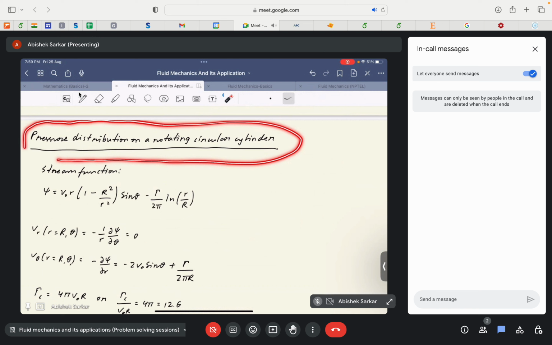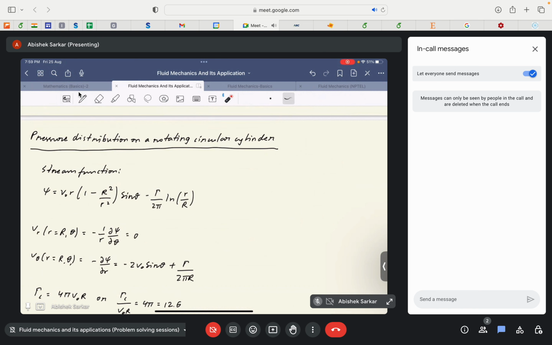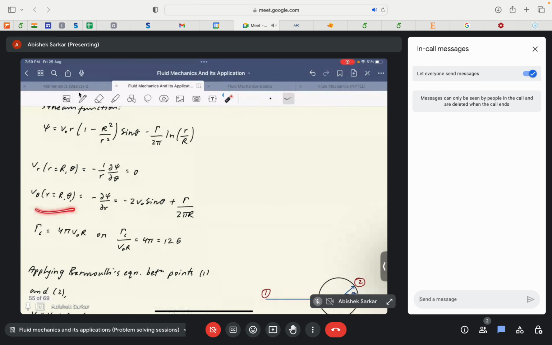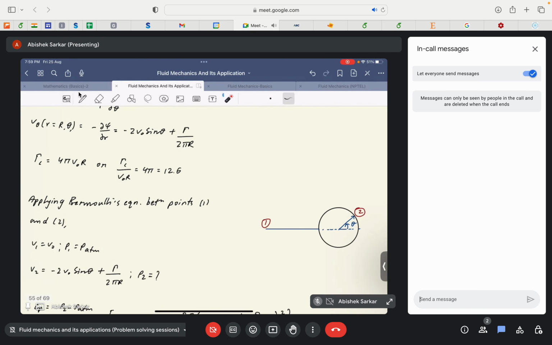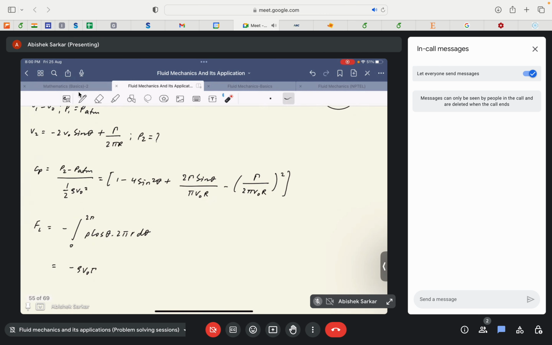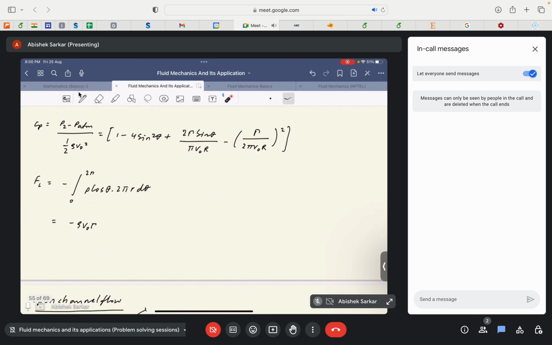The flow or pressure distribution on a rotating cylinder. Similar to the previous case, the stream function is given to us. We just need to find the velocity components. Since the surface of the cylinder is impenetrable, there will be no flow across the surface of the cylinder, so the radial velocity component will be 0. So we will have only the angular velocity component. We apply Bernoulli's equation and find the coefficient of pressure. This I will just skip for the sake of saving time.